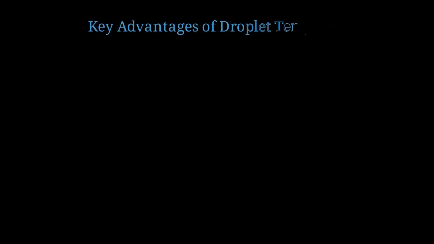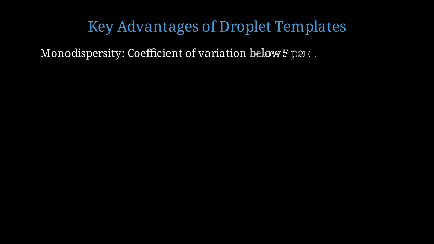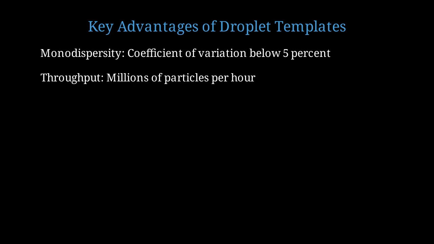What makes the droplet template approach superior to traditional methods? Let's summarize the key advantages. The monodispersity is exceptional. The coefficient of variation, standard deviation divided by mean size, can be below 5% compared to 20 to 50% for bulk methods. The throughput is substantial. Modern microfluidic systems can produce millions of particles per hour in a single device.